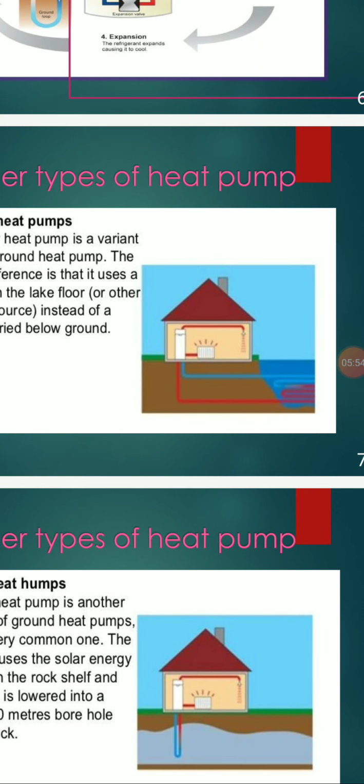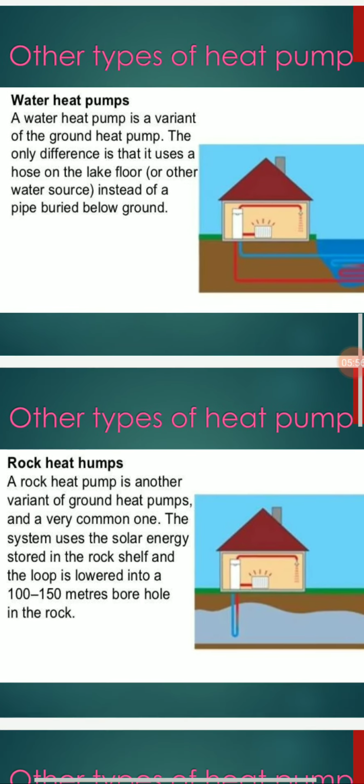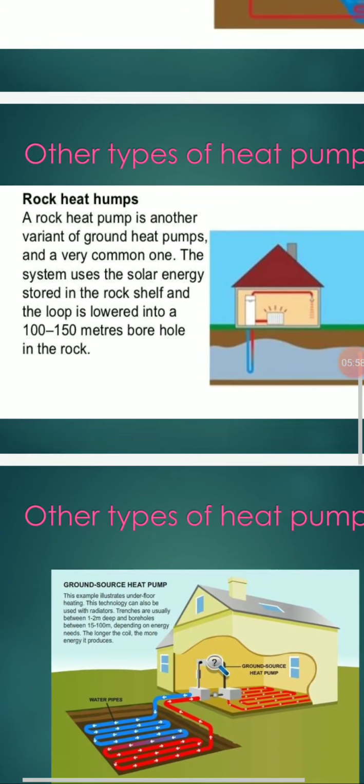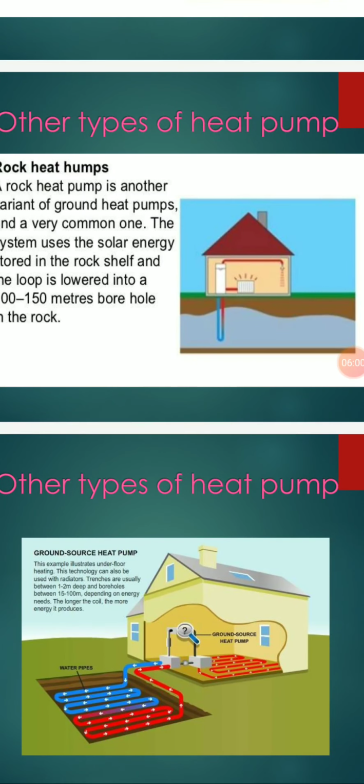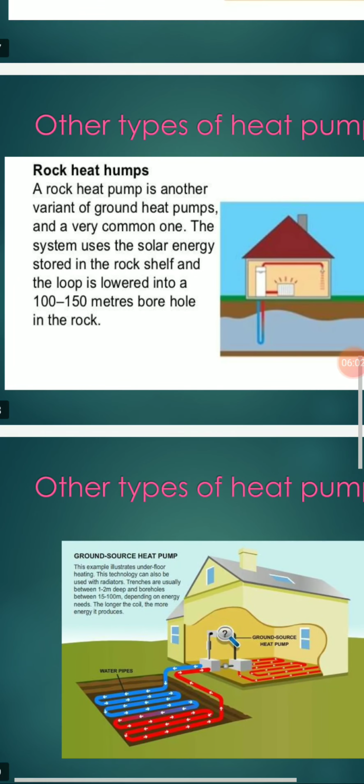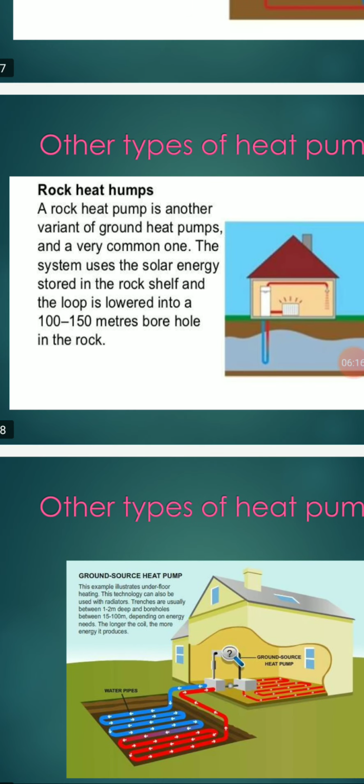Like this, you can see in the figure, it is very clear. Now in the same way, another type of heat pump is the rock heat pump. Wherever you find rock, a rock heat pump is another variant of ground heat pumps, and a very common one. The system uses the solar energy stored in the rock. I said to heat a room, a special type of rocks will be used.